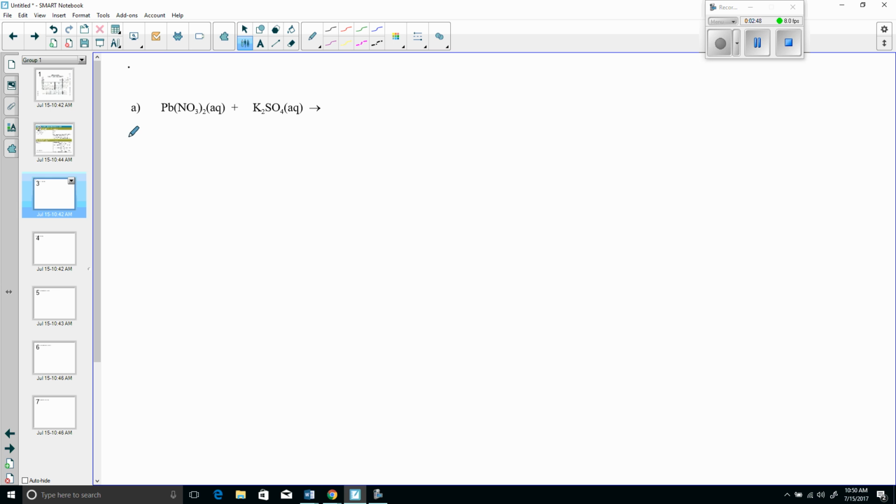So the first part of this is complete and balance. We have to recognize that we have a double replacement reaction. And in a double replacement reaction, you're switching cations, cations being the substance with the positive charge. How do we remember a cation has a positive charge? Well, what do cats have? That's right, cats have paws.